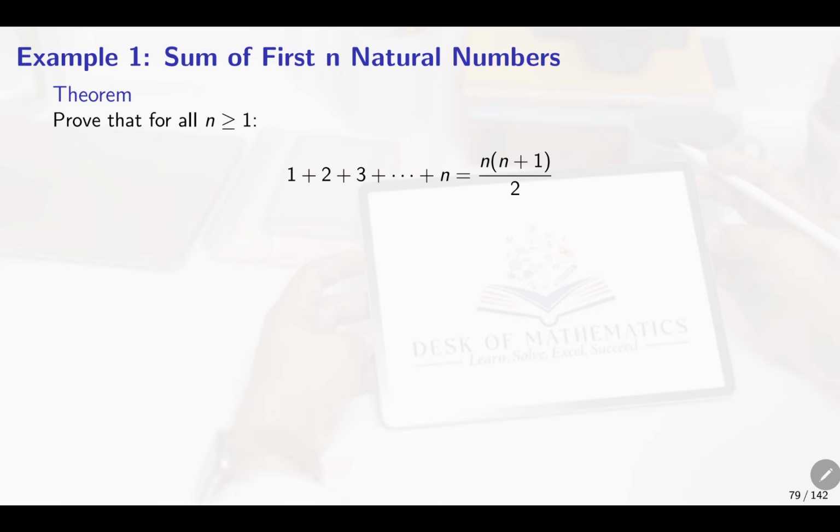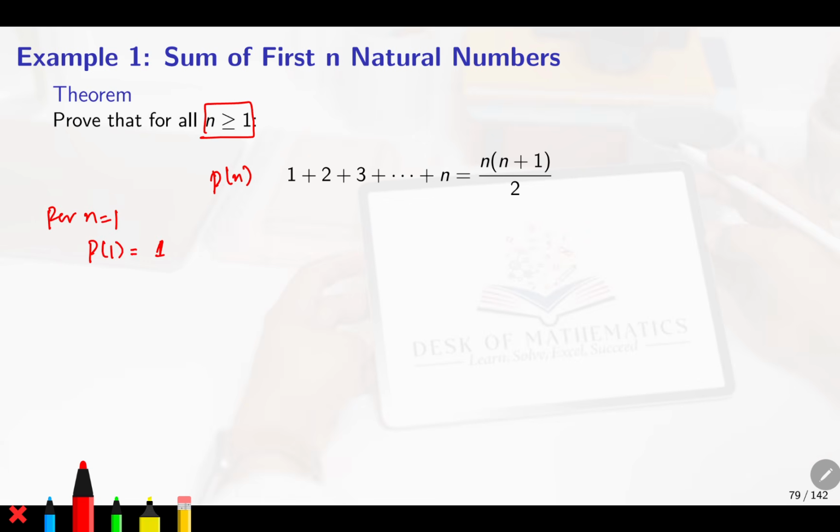For example, in this one, if you have to prove that 1 plus 2 plus 3 plus up to n is n into n plus 1 divided by 2, and n is greater than or equal to 1, that means the initial value is 1. This is p of n. Now for n equal to 1, what will be your p of 1? Only one term, 1, and your RHS will be 1 into 1 plus 1, because you are replacing n by 1, so that will be 2 by 2, that is equal to 1. So this is true for n equal to 1.